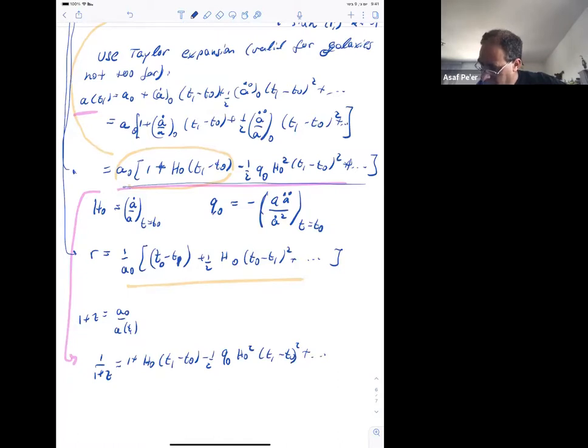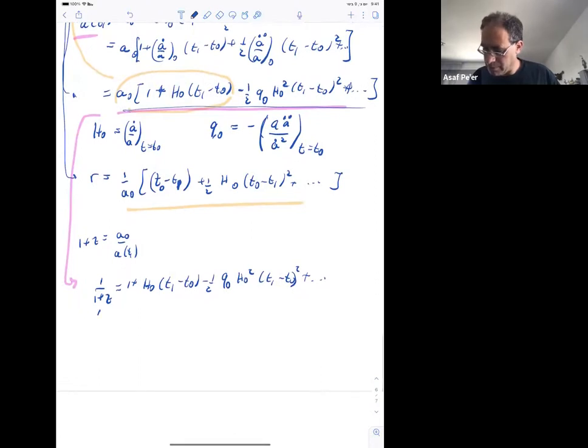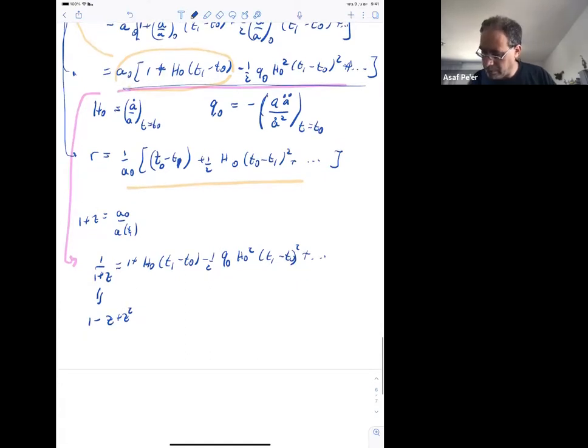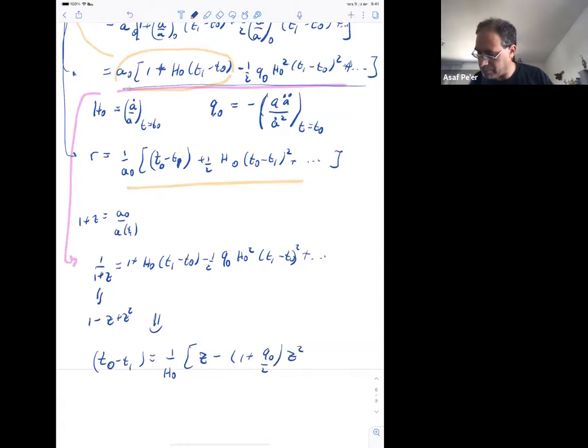So for h0 times t1 minus t0 small, we can again do a Taylor expansion. We can write that as 1 minus z plus z squared. And again, we ended up writing that as t0 minus t1 is 1 over h0 times z minus 1 plus q0 over 2 z squared plus extra terms.